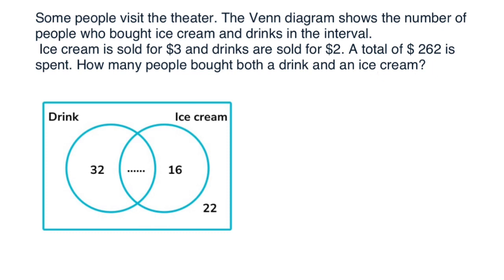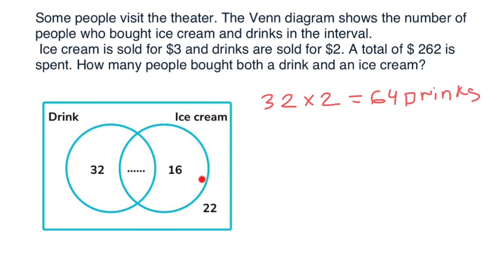Our calculations would be as follows. So we know that 32 people bought drink and each drink cost $2. So $64 were spent on drinks.